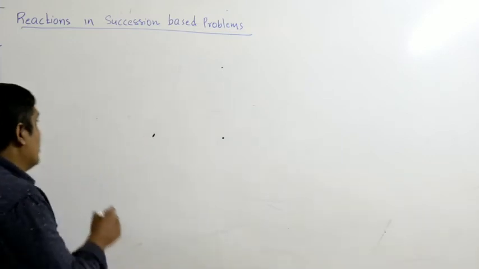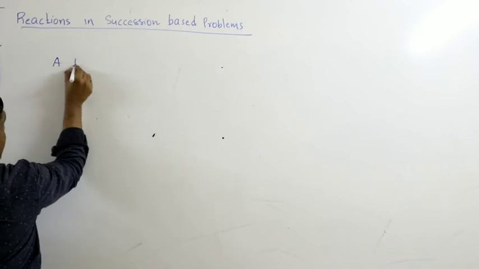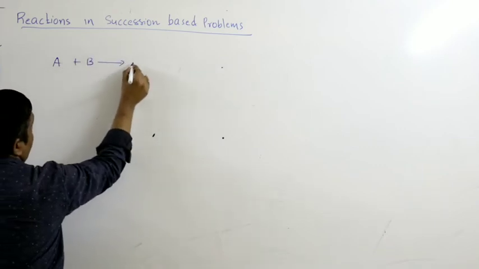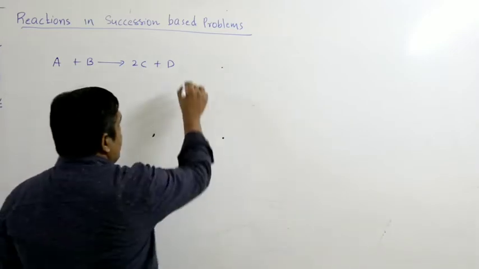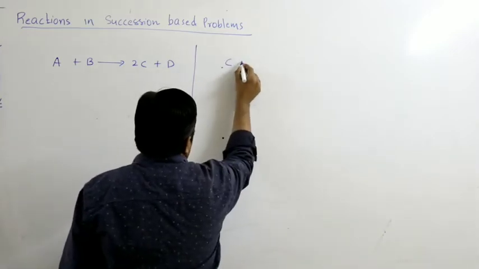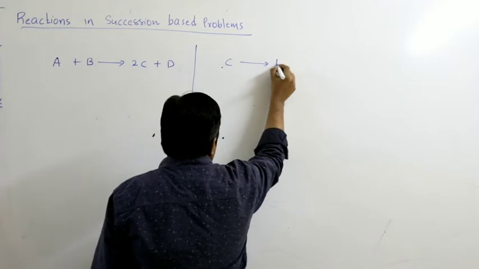Let us take one example. Suppose A and B react to form C and D. This is reaction 1. Reaction 2: C gives B.